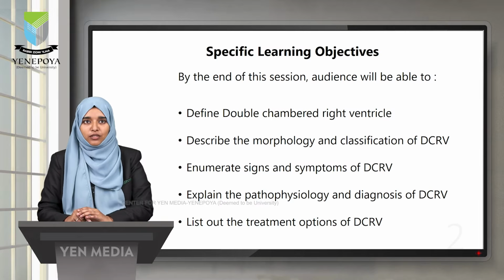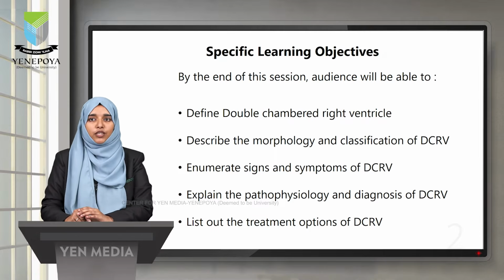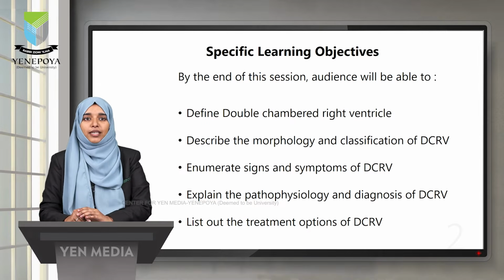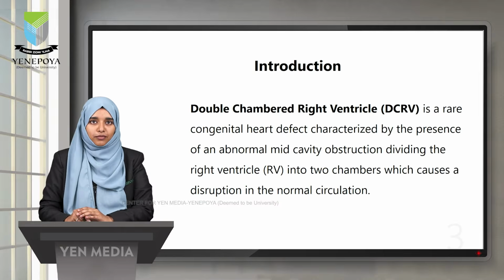By the end of this session, we will be able to define double chambered right ventricle, describe the morphology and classification of DCRV, enumerate the signs and symptoms of DCRV, explain the pathophysiology and diagnosis of a DCRV, and list out the treatment options available for DCRV.